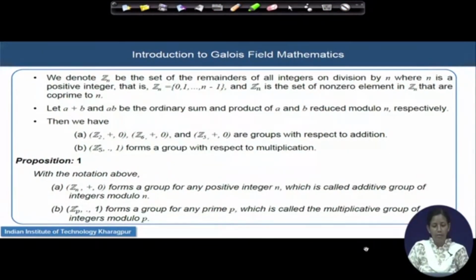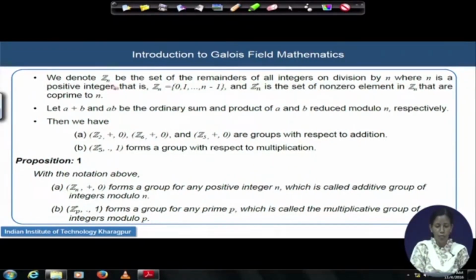Now, let us define Zn. Zn is the set of the remainders of all the integers of Z when divided by the number n. So, it is modulo n. Zn is the integers modulo n, I should say, and then Zn star is the set of the non-zero elements which are coprime to n.